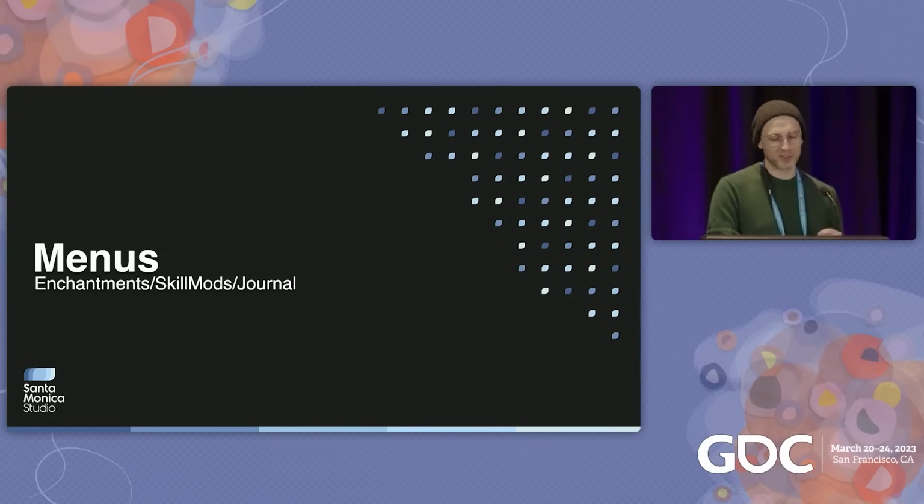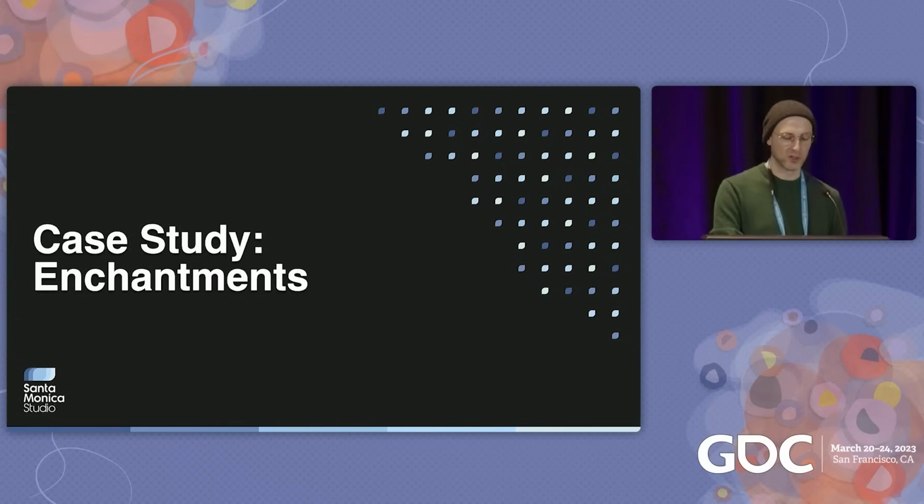Our last section today is going to be on the menus for Ragnarök. But instead of diving into each of the pause menus, I'm going to take you through 3 specific case studies: enchantments, skill mods, and the journal. Our first case study, the enchantment screen, is one that I see as one of the greatest success stories of the UI.